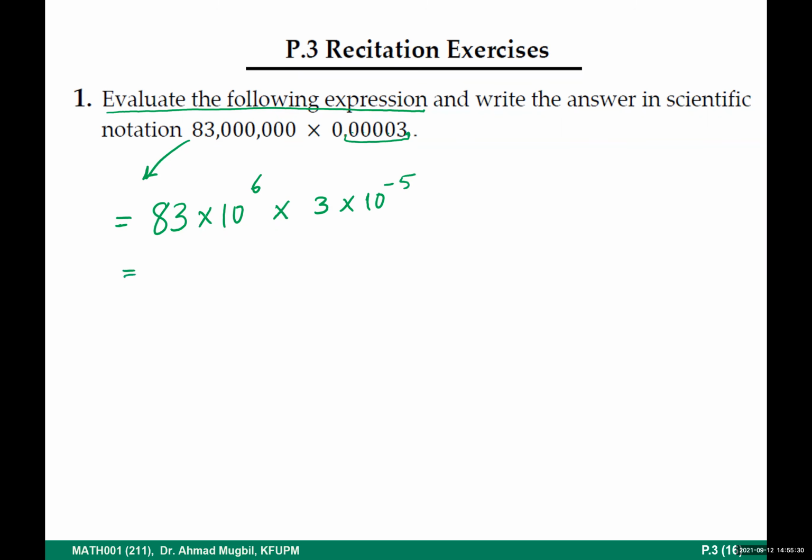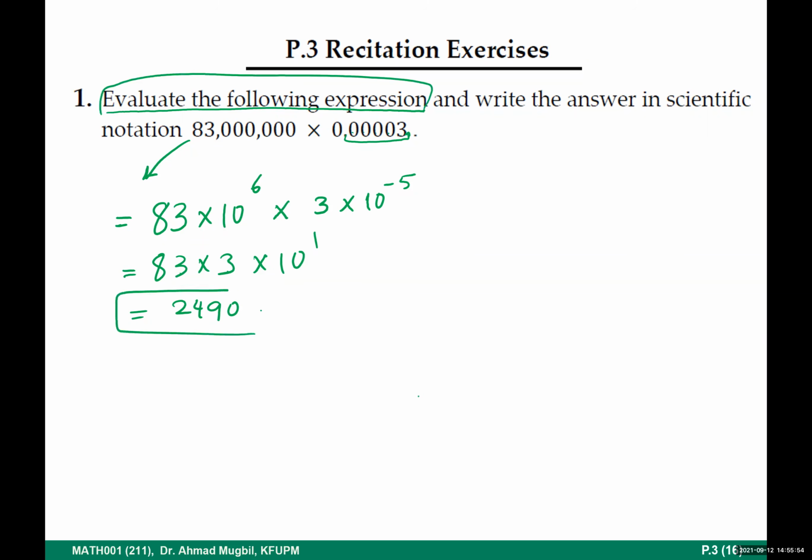What is this? Now this is 83 times 3 times 10 to the power 6 plus negative 5. So what is this, guys? This is 3 times 3, which is 9, 3 times 8, 24, and times 0, it will be this number. This is the value. We did this part. Evaluate the following expression. Here we are. Now we need to write the answer. This is the answer. Write it in scientific notation.